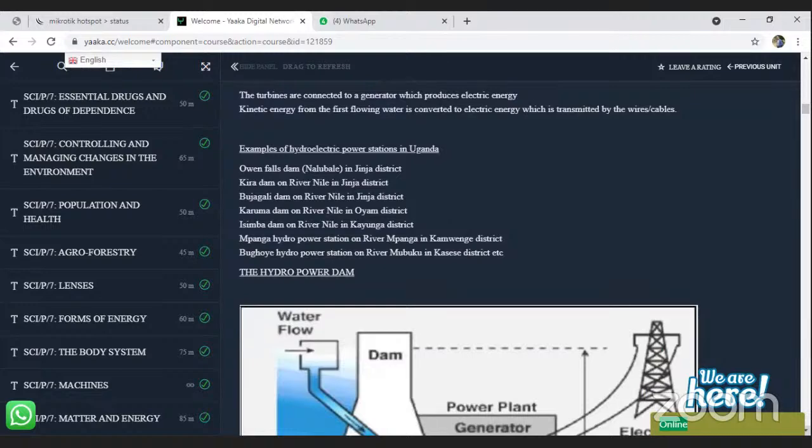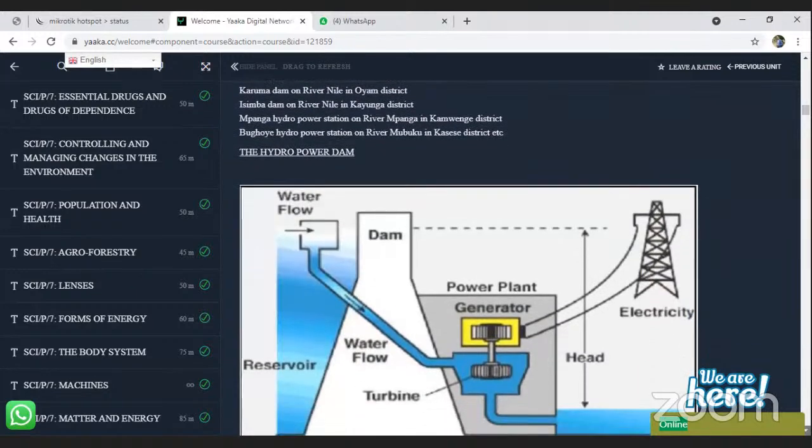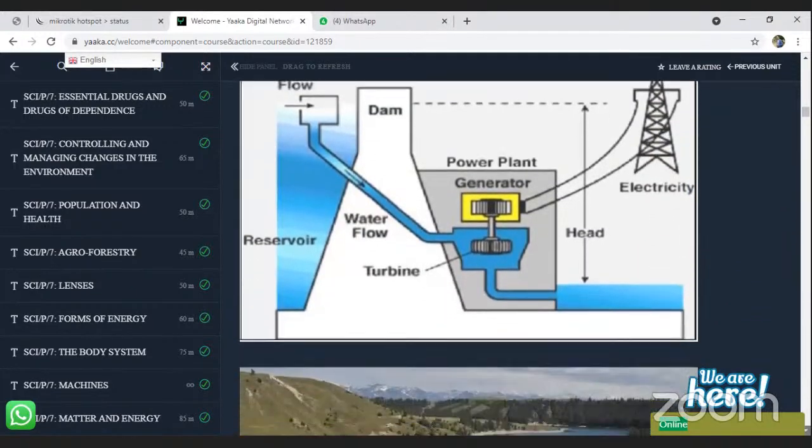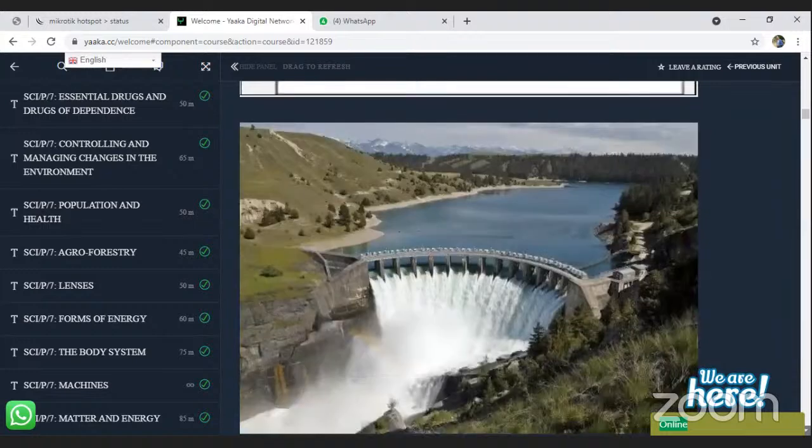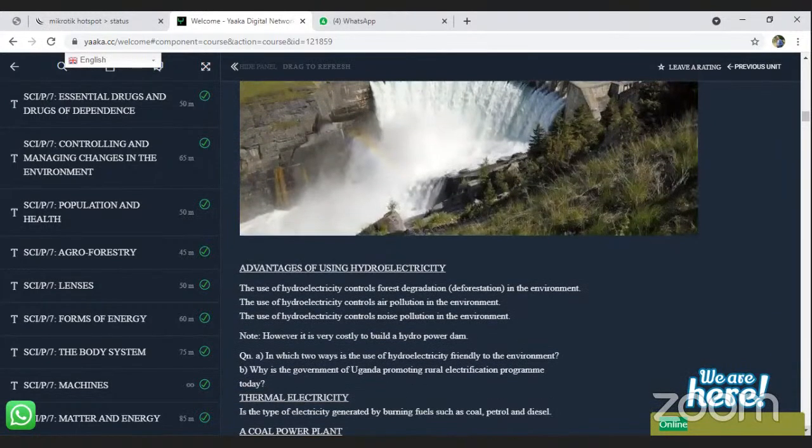Another question can be asked to you, other than saying types of electricity. They can ask you how hydroelectricity is important to the environment, and how it is friendly, like this question here: in which two ways is the use of hydroelectricity friendly to the environment? If they ask you this question, what will you say?